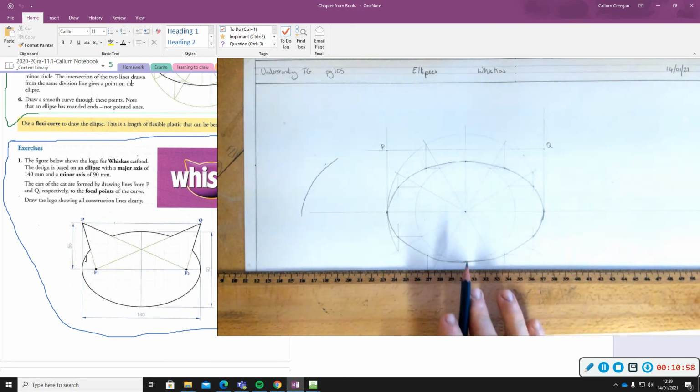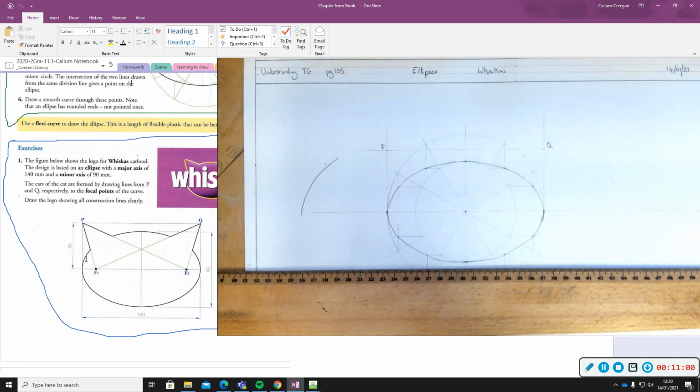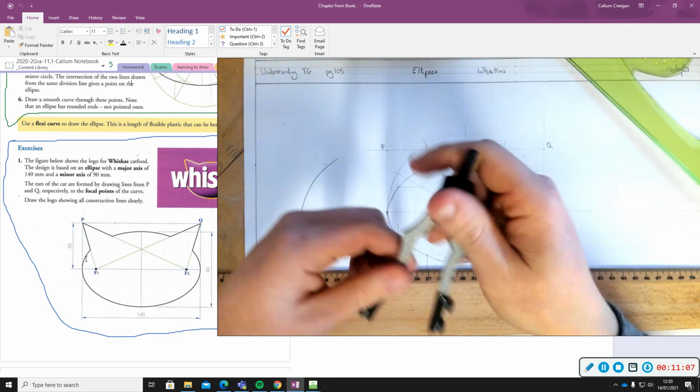Now I don't have my focal points yet. So this is the handy thing. I'm going to show you how to find your focal points. So the best way to do it is get your compass. Okay? It's the only way really.